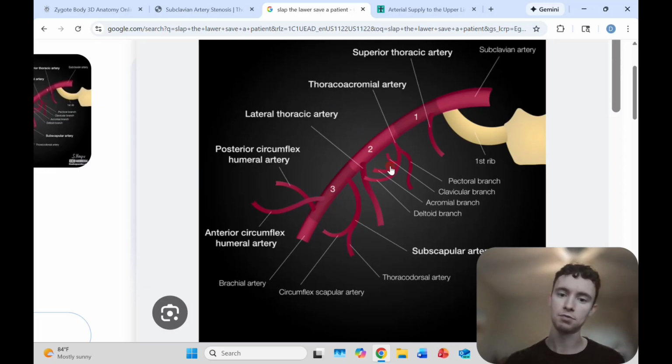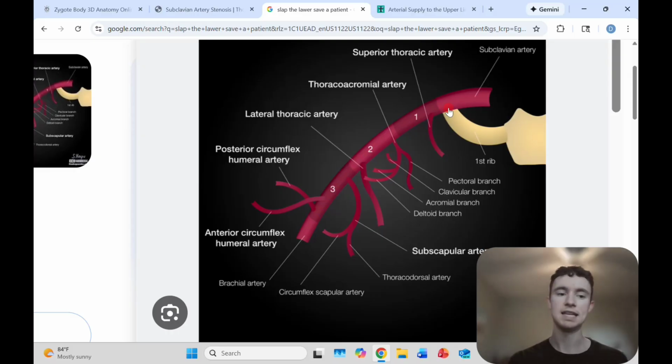The pec minor stretches right across number 2. And the axillary artery runs underneath the pec minor, right there. And then the space before that is known as part 1, and then after the pec minor is known as part 3. And so we have more branches off of the axillary artery.